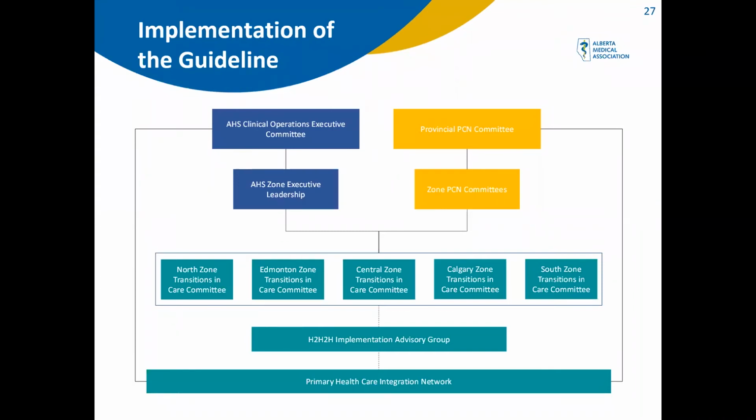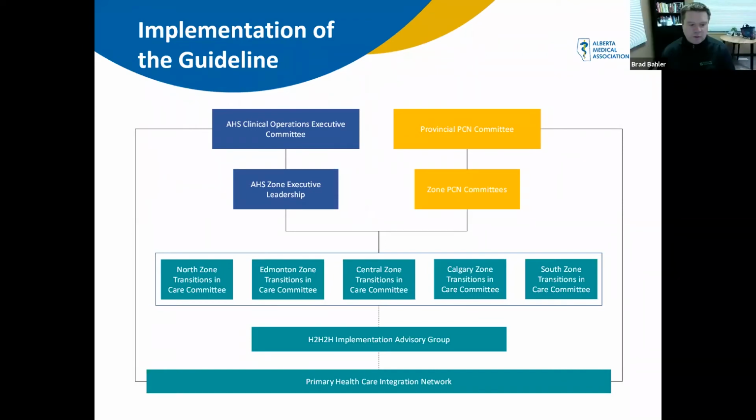At the bottom, you'll see the Primary Healthcare Integration Network, which is a partnership between Alberta Health Services and the AMA ACT team, where we can provide some resources and backbone supports and change management tools to the teams that are actively doing this work. And we're in the process of establishing an advisory group that can help us navigate this complex cross-system project across the province.